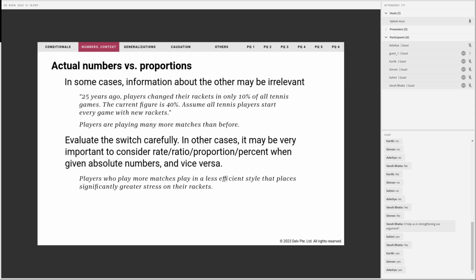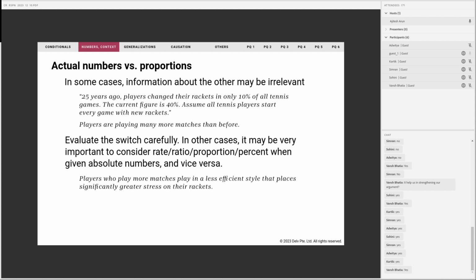Players who play more matches play in a less efficient style that places significantly greater stress on their rackets. Now, if you add this statement to the statements that we already have, then it changes the way we view the statement about playing more matches. So in case we get more information, then maybe numbers become relevant. Quick check: does this now sound like it could help us make that more matches into a correct option? Okay, I've received a few yeses on this.